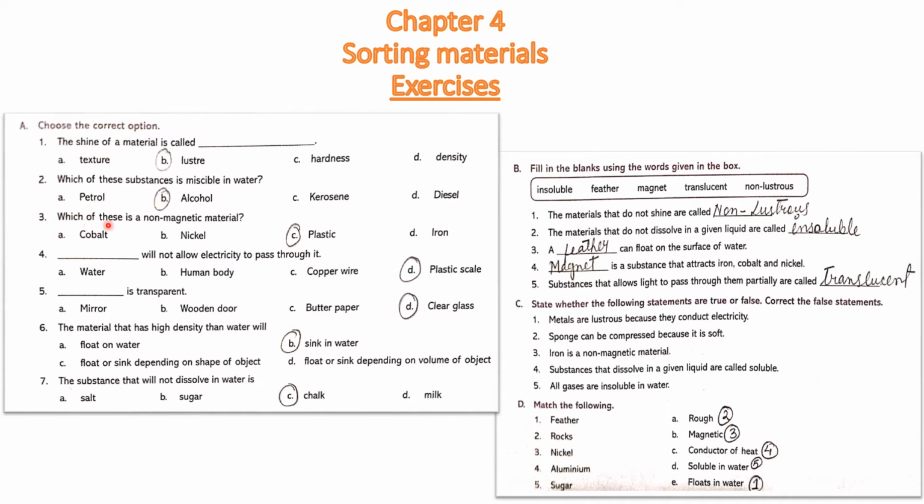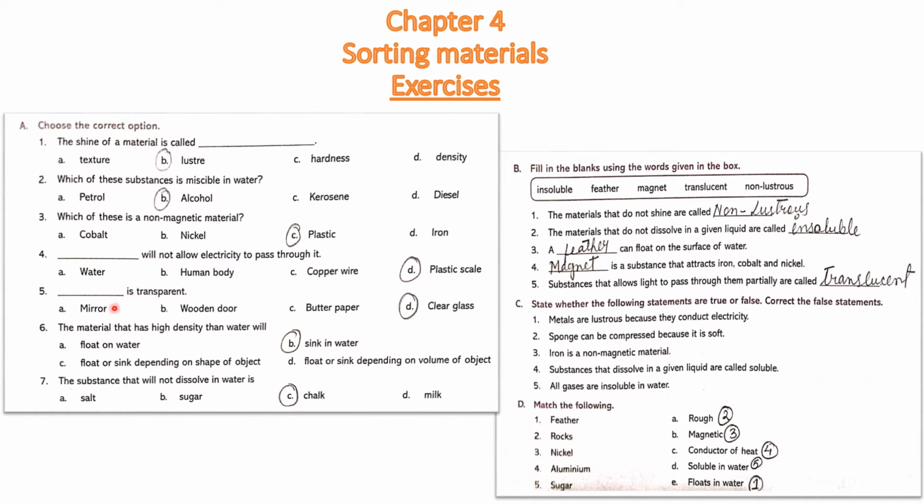Third, which of these is a non-magnetic material? Cobalt, nickel, plastic, iron. So out of these four options, plastic is the non-magnetic material. Fourth, dash will not allow electricity to pass through it. Water, human body, copper wire, plastic scale. So out of these four, plastic scale will not allow the electricity to pass through it.